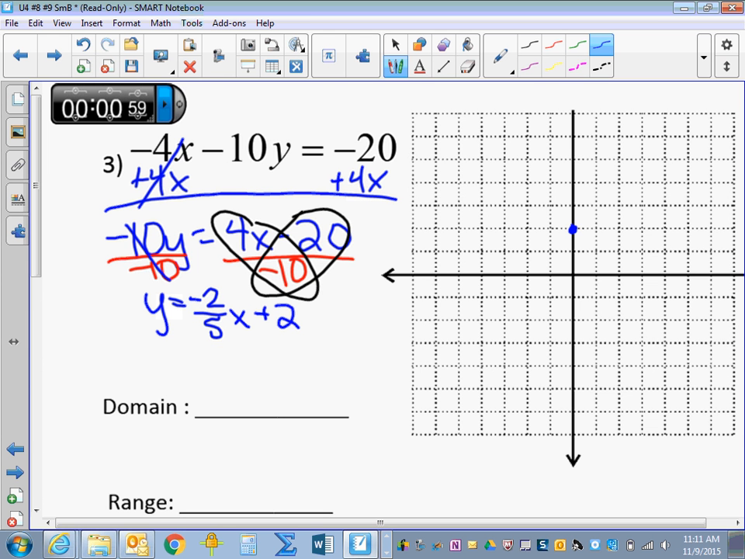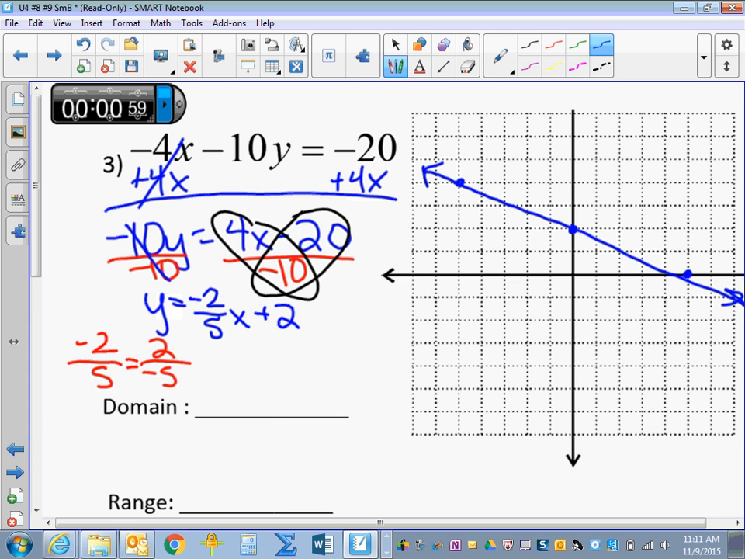So up 2 to the left 5, or down 2 to the right 5. Because again, remember, it's negative 2/5, or 2 over negative 5. Alright, so then your graph should look like this. Pretend I went through all the points. Raise your hand if you got the line.